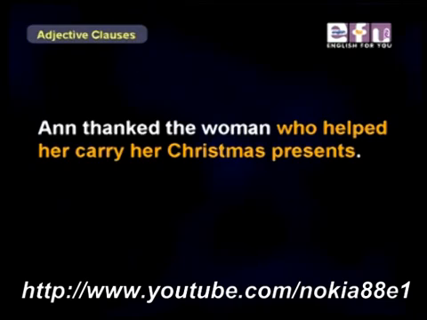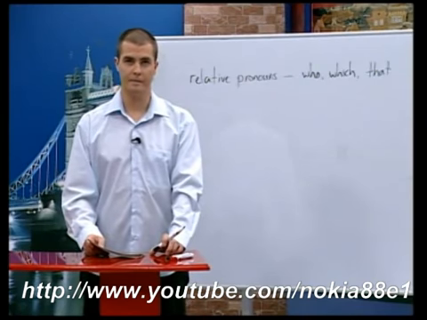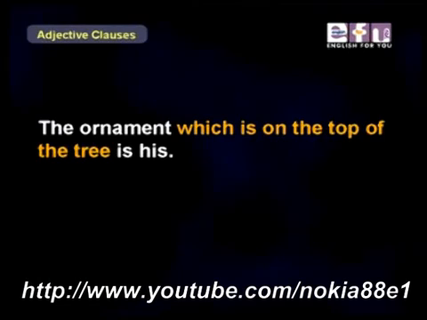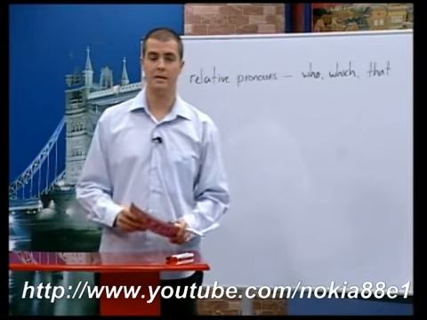In the first sentence, who helped her carry her Christmas presents is the adjective clause, and it's introduced by the relative pronoun who. It modifies the noun woman. The woman is who. In the second sentence, which is on top of the tree is the adjective clause, introduced by the relative pronoun which, and it modifies the noun ornament. Ornament is the which. In the third sentence, who I saw on the roof is the adjective clause.